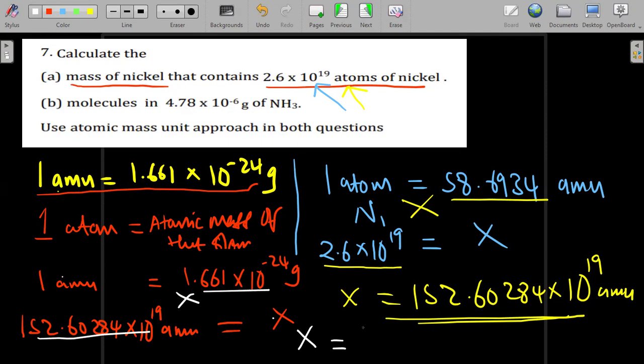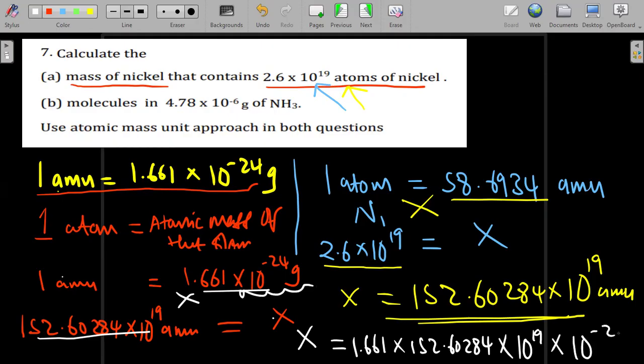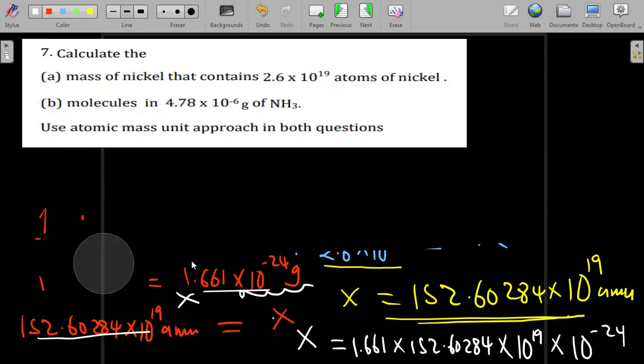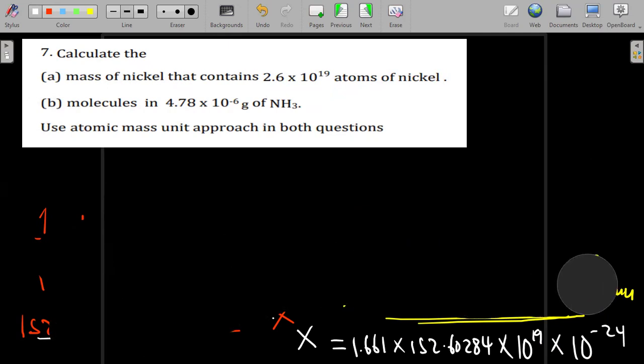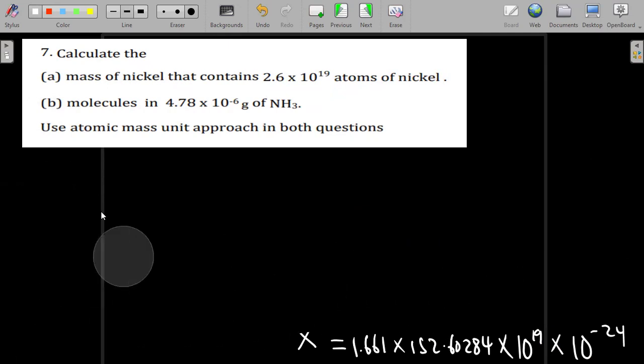Okay, so I'm going to write them here. So 1.661 multiplied by 152.60284, and then multiplied by, okay, this one here, the 10 power 19, and then multiplied by this first one here, the 10 to the power minus 24 there. All right, and then we can simplify that, okay? Or we can punch it on a calculator to find the answer. Okay, so it means our X will just be equals to, let's punch this value here into our calculator.